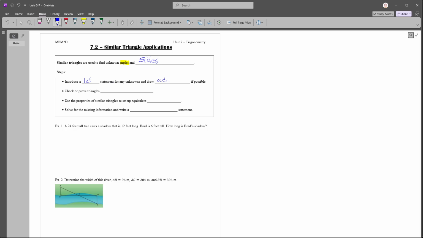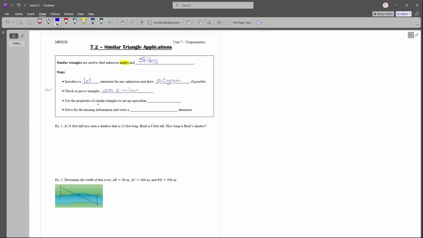This is something I've been trying to emphasize for a long time now, because once we can visualize it, it makes everything more clear. There's less questions because we can see what's going on. So once we have a diagram, we want to check or prove that those triangles have similarity. Check or prove triangles are similar. What does that mean? It means that they have proportional sides and equal angles. Don't forget that. And the symbol we use for similar is the tilde.